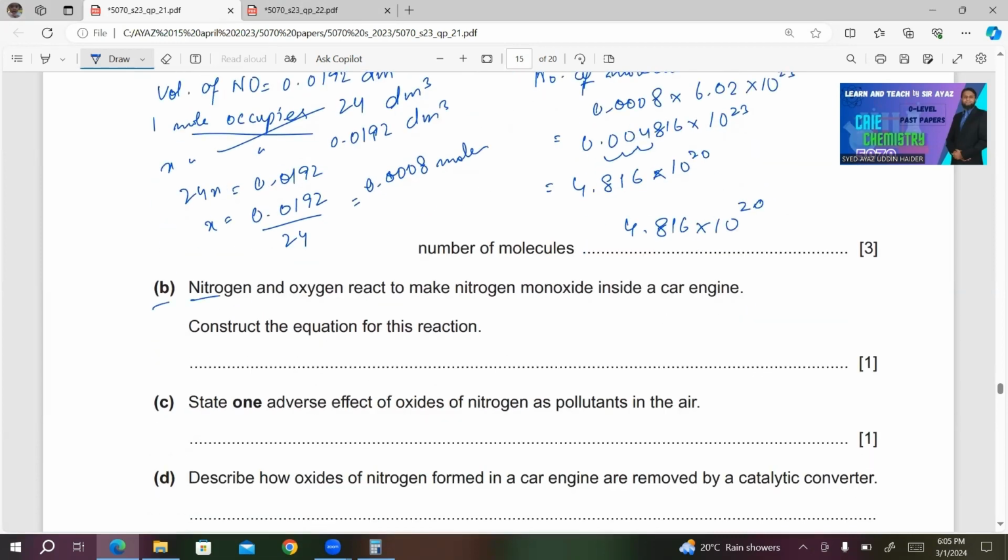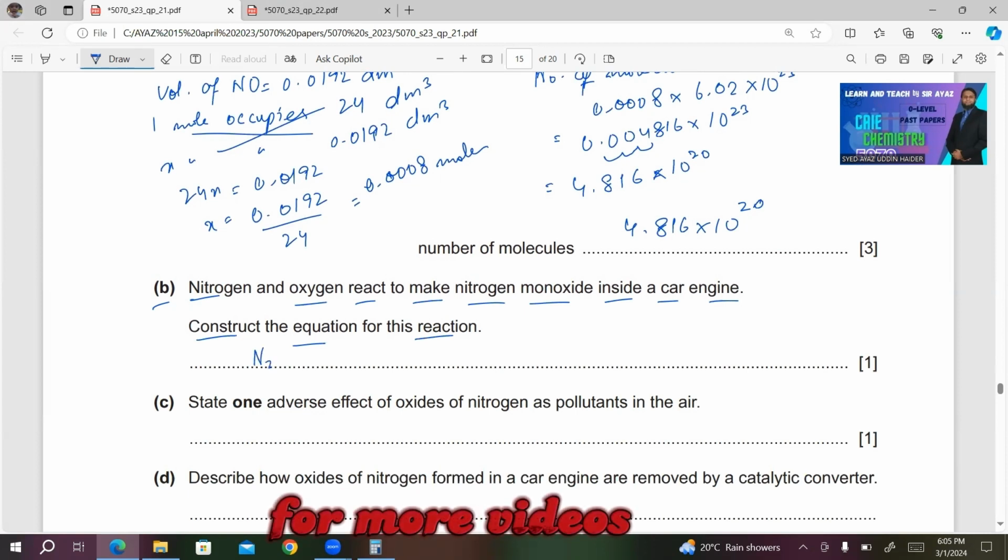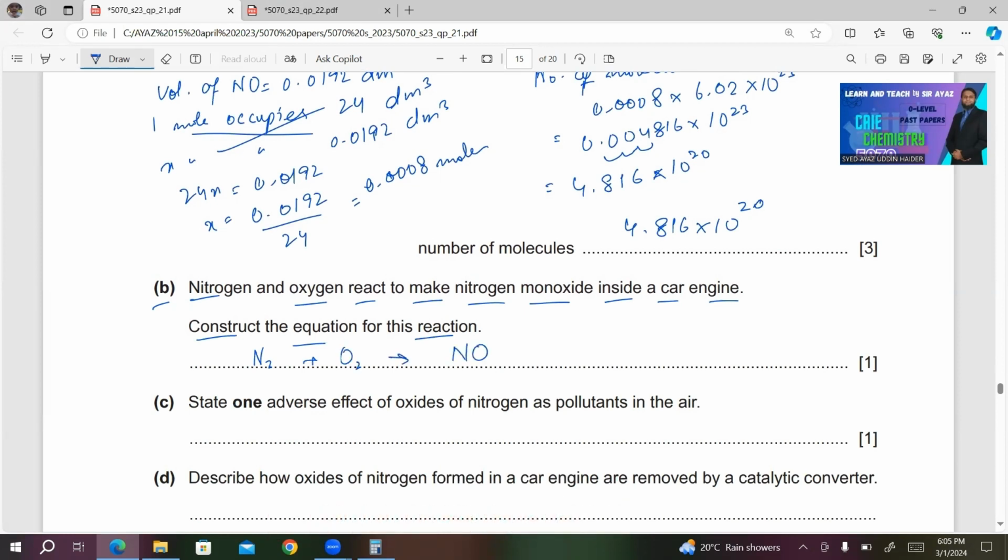B. Nitrogen and oxygen react to make nitrogen monoxide inside a car engine. Construct the equation for this reaction. This is a reaction between nitrogen, which exists in molecular form N2, plus oxygen, also in diatomic state O2. We will get NO. Balance the equation, we will get N2 + O2 → 2NO. This will be the balanced equation.